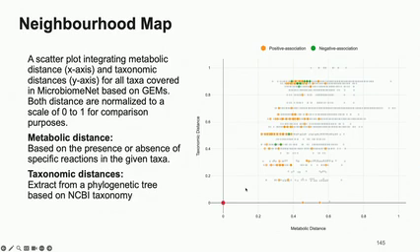If you remember at the beginning of my slides, we talked about taxonomy and function. They are very different, but they are both real, so we need to consider both. Here we use the taxonomy and the metabolic distance, just using a scatter plot to see how they look.